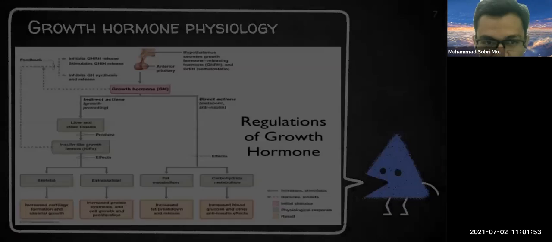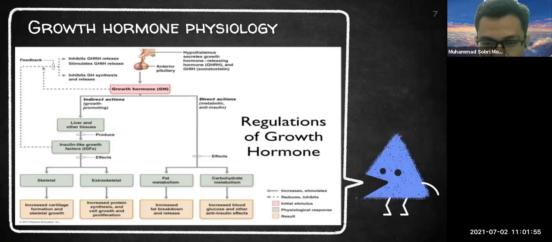Okay. And also a little bit of revision on the growth hormone physiology. As we know, the growth hormone is secreted by the anterior pituitary, and it has several effects on the skeletal, extraskeletal, and also fat metabolism, also carbohydrate metabolism. And you can see the important chemicals such as insulin-like growth factors that have some role to play in some of the diseases that I will be explaining later.